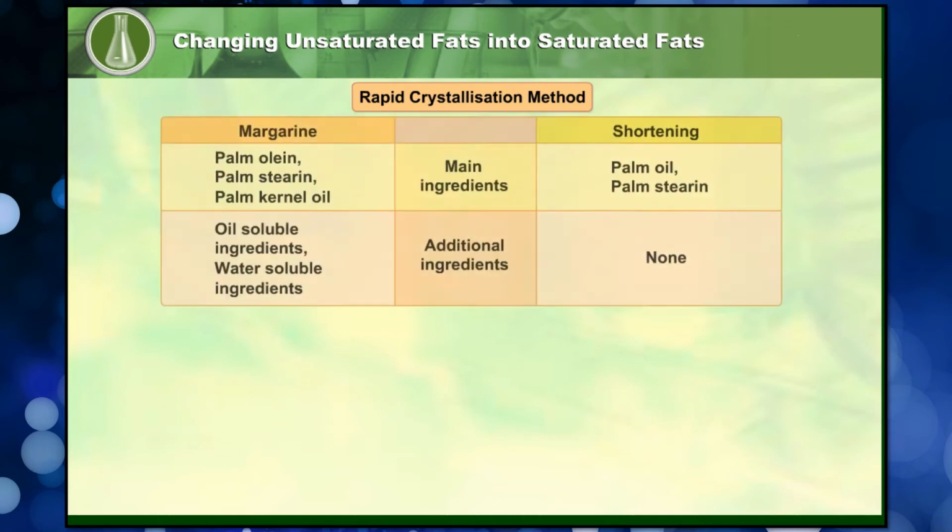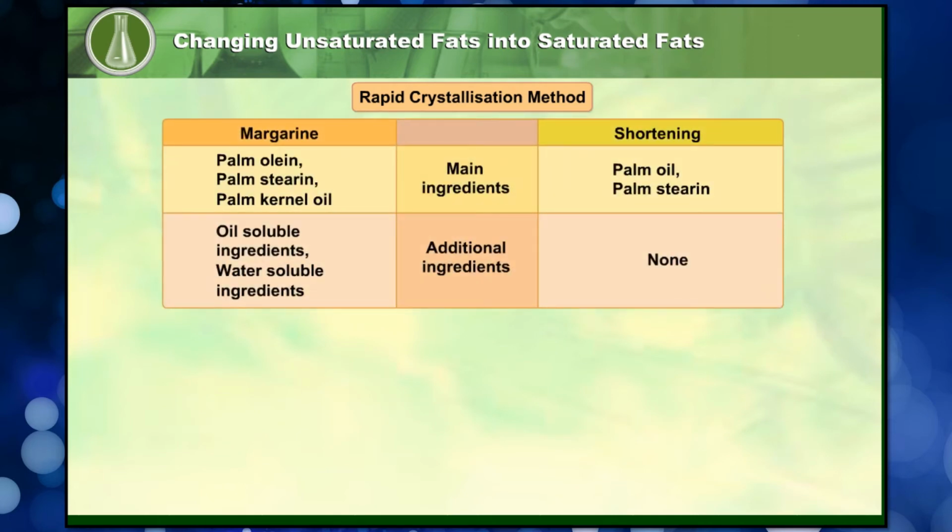This method is called rapid crystallization method. Let's see how it is done. The products that are produced from this method are margarine and shortening.